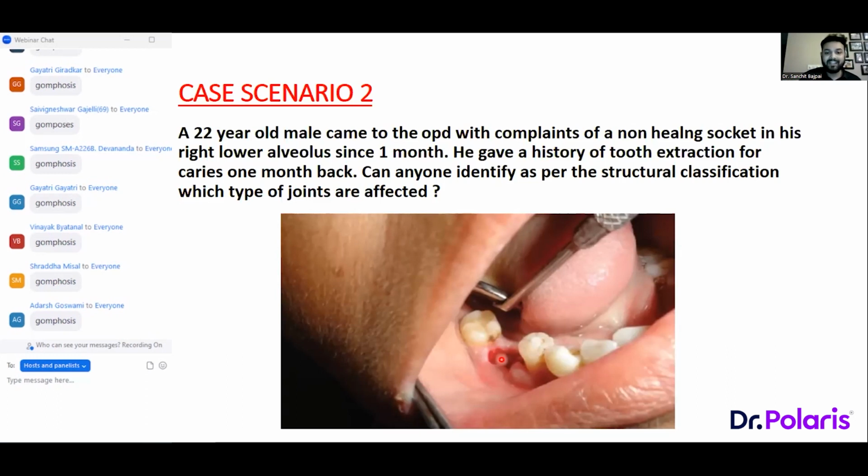Now, can Vivek tell us what this bone is literally called? Where is this tooth present, on which bone?